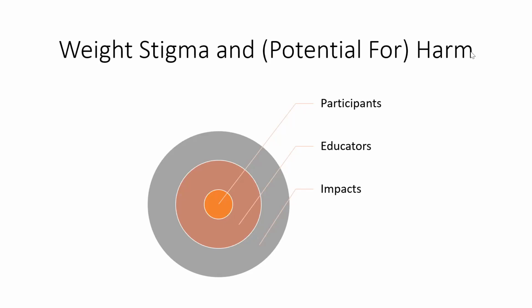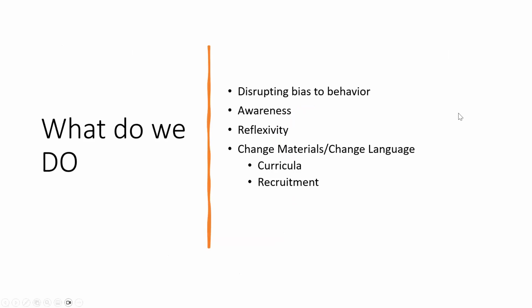Next slide, please. So in order to prevent harm, what do we do about that? We want to prevent harm for our participants, our educators, and we want to have the most impact that we can. I think we need to disrupt the bias to behavior link. So bias does not always mean behavior. Having biased thoughts or ideas usually means you're just paying attention and that you've been socialized in a certain culture. But you can disrupt the link between bias and behavior. You can have a weight bias. You can be a part of this culture that values and prioritizes thinness and disrupt the behavior that would reflect that. And in order to do that, I think we do need to engage in training and awareness.